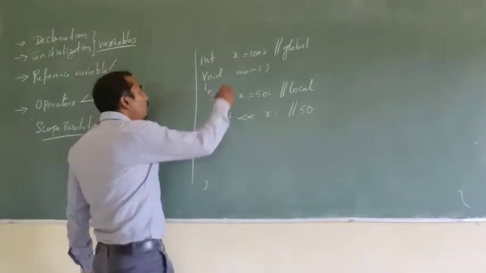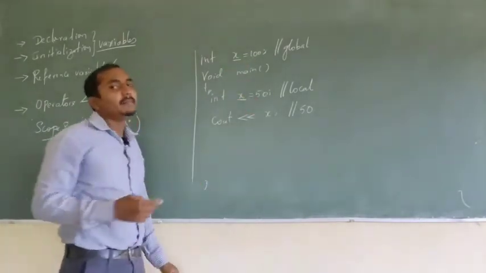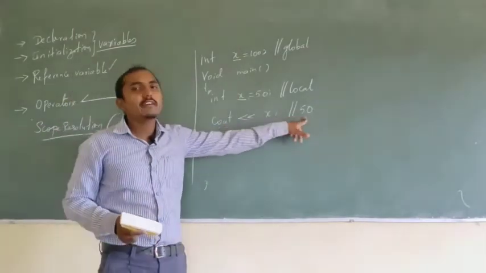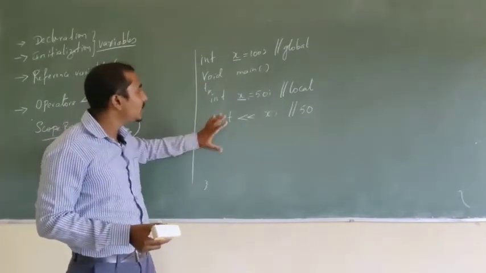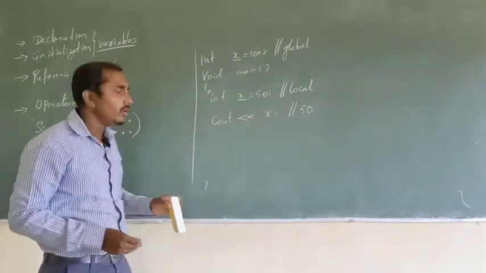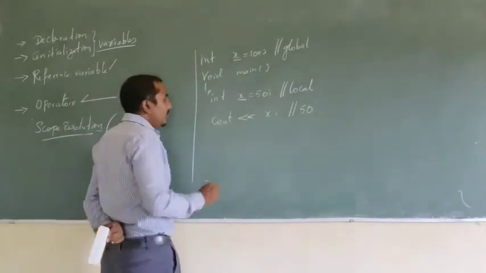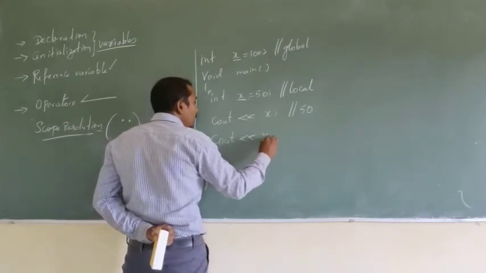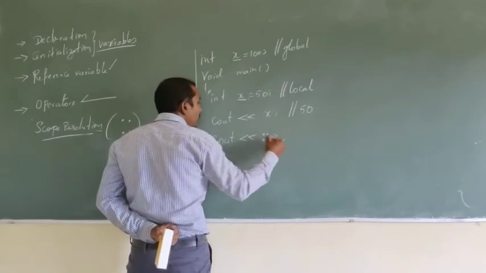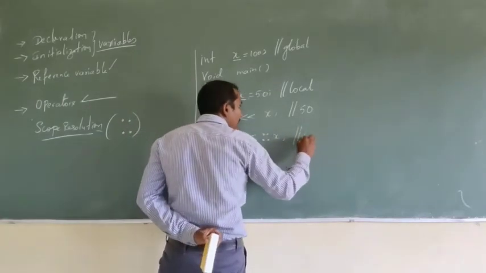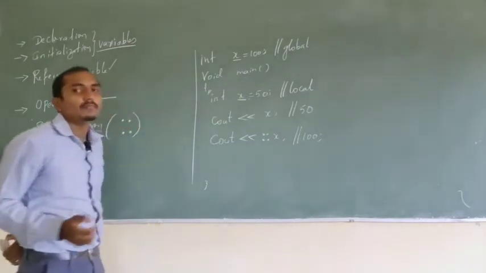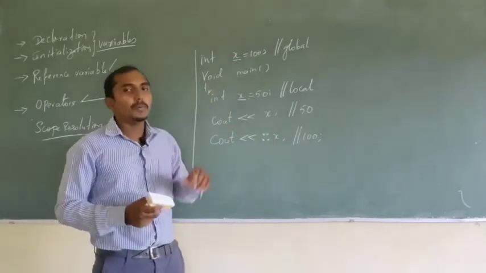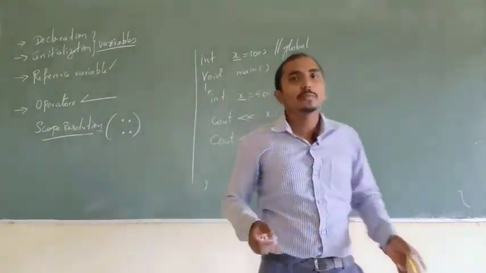Both variables have the same name, x. If I print the value of x in this main function, it will print 50 because it gives preference to the local variable first. Now if I want to print the global variable, I use cout followed by the scope resolution operator, followed by x. In this case the value will be 100 because it accesses the variable x which is outside the scope. This is how we use the scope resolution operator.